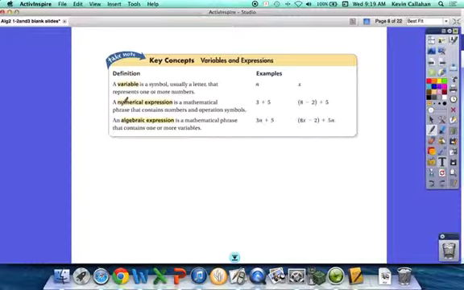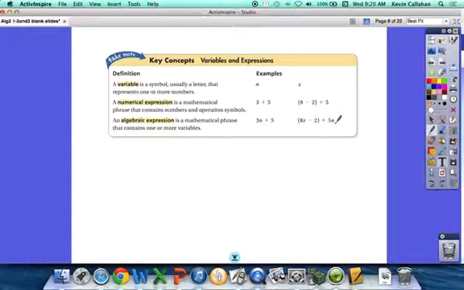A numerical expression is when you have more than one number with some operators, right? Add, subtract, multiply, divide. The one we're interested in here is the algebraic expression. An algebraic expression is some combination of variables and numbers and operators, like 8x minus 2 plus 5n. That's a variable expression because of the variables involved.